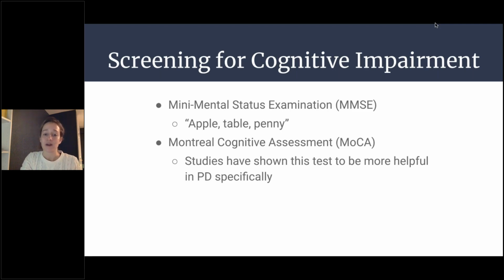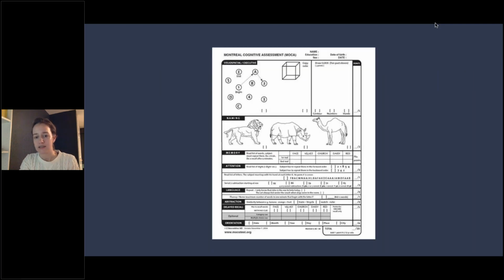The other one is called the Montreal Cognitive Assessment, or a MoCA. And this one is studied a little bit more in Parkinson's disease as being something that we're able to follow over time and see any changes in scores. This is a picture of the MoCA. Some of you might recognize it. There are several different areas of the MoCA. So there's an area that looks at your visuospatial memory, or your ability to manipulate objects in space, your language, naming, memory, ability to keep attention.